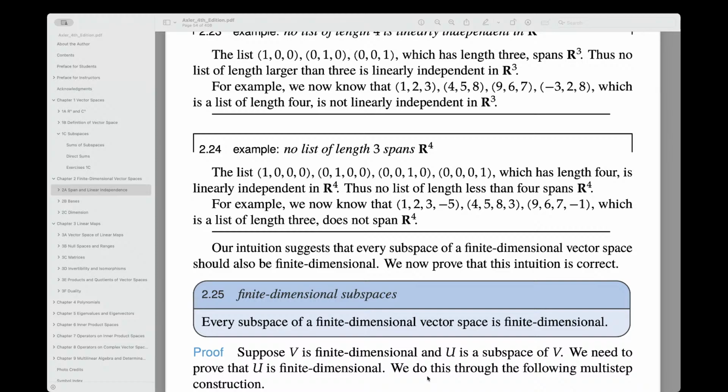Anyway, so now intuitively what we can move on to is the idea that if we have a subspace of a finite dimensional vector space, let's say U is a subspace of V, then U should also be finite dimensional. Intuitively that makes sense, and of course it should make sense. And this is basically the proof for it.